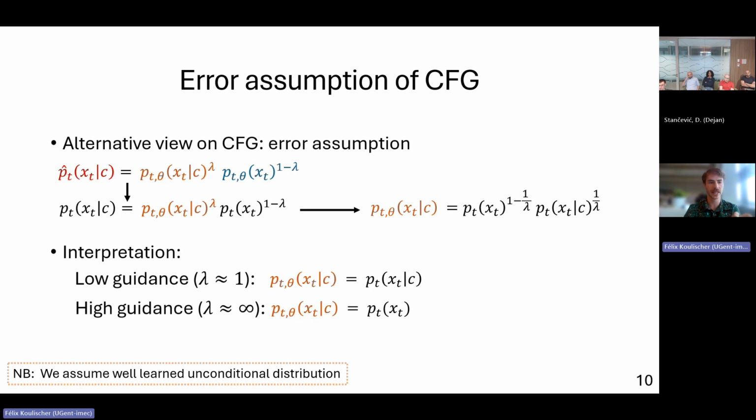And so here you can see already that there's a dependence between the learned conditional, in orange, and the true conditional and unconditional distribution. So you can just rewrite it as such quite easily.